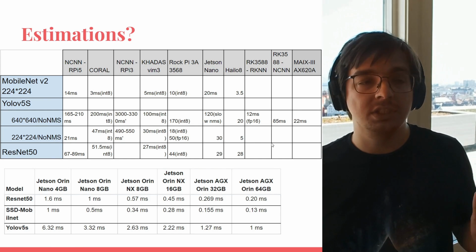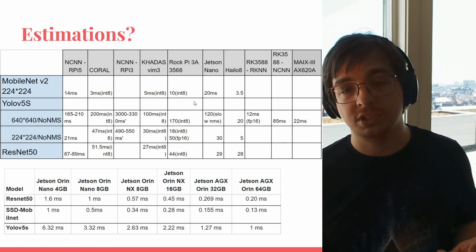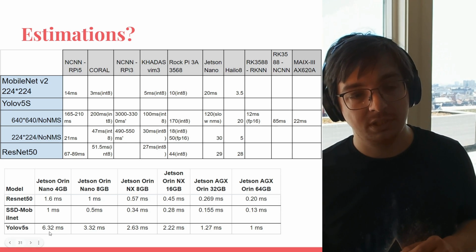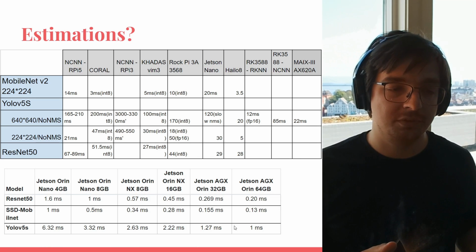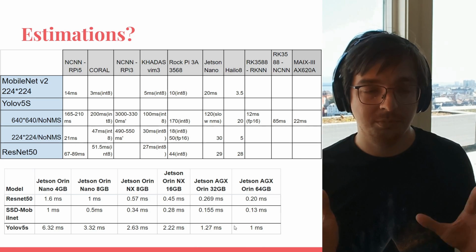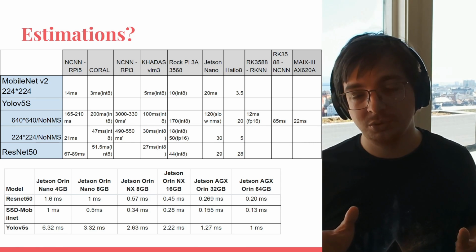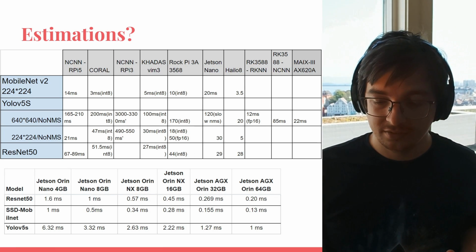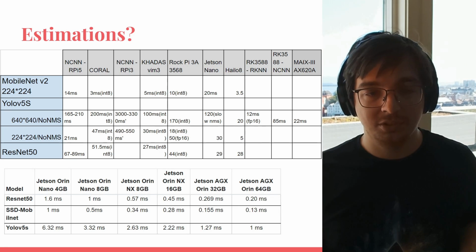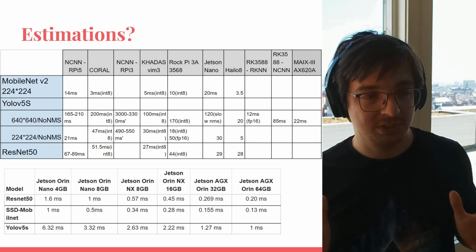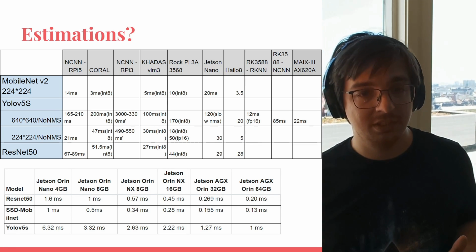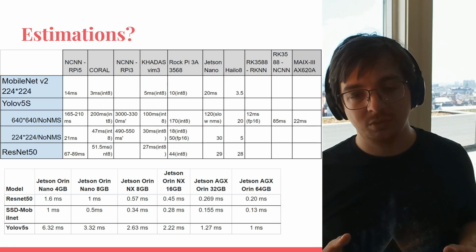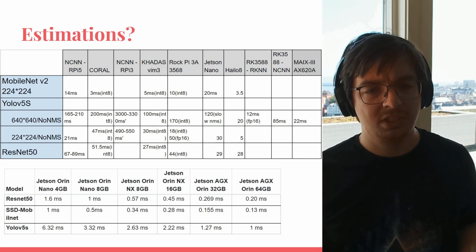Here is a list. The first table is the list of my experiments for different boards. The second one is just official documentation from Jetson, from Nvidia. But of course, for Jetson, usually they don't calculate this with the non-maximum suppression part. It's just the regular inference.